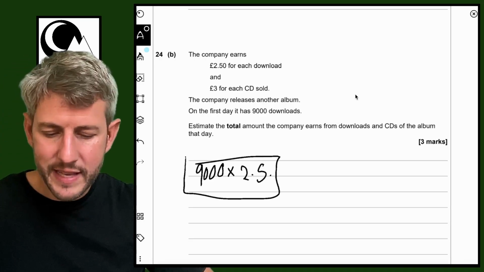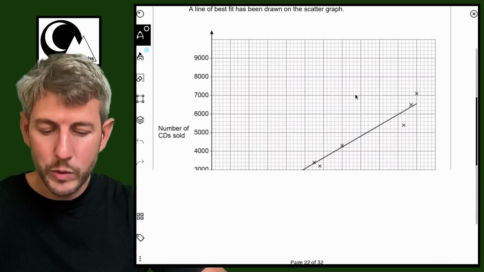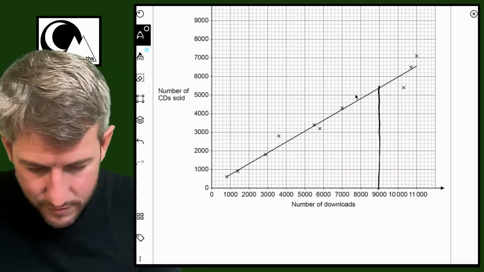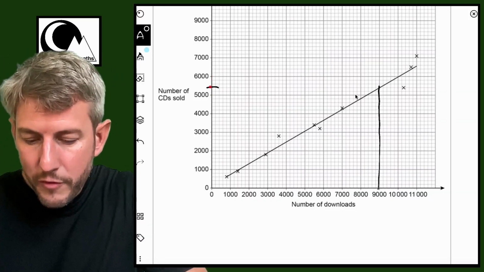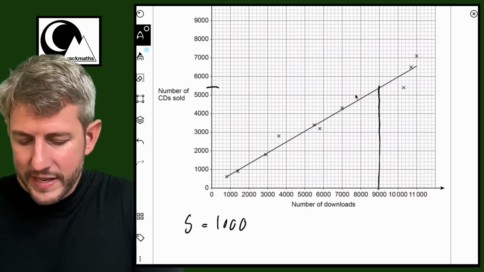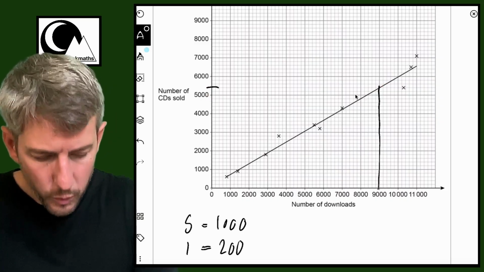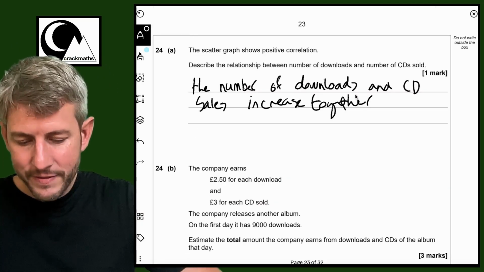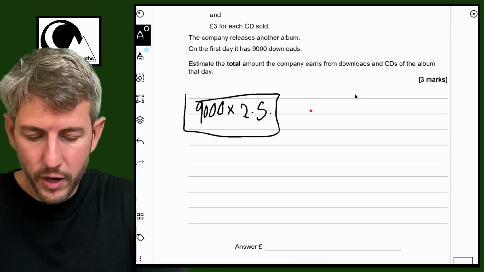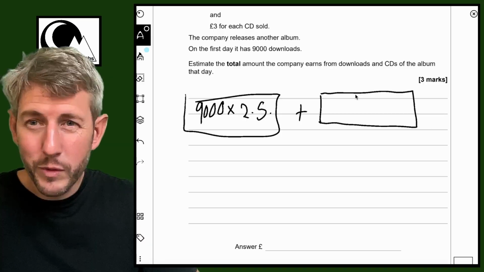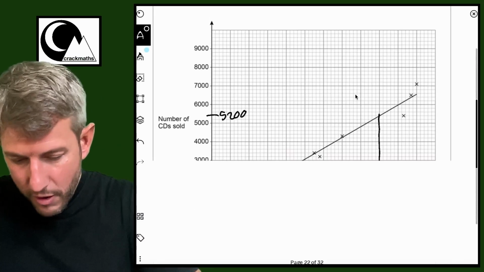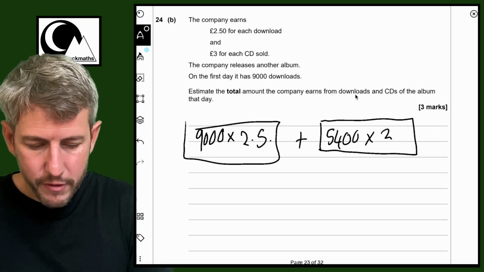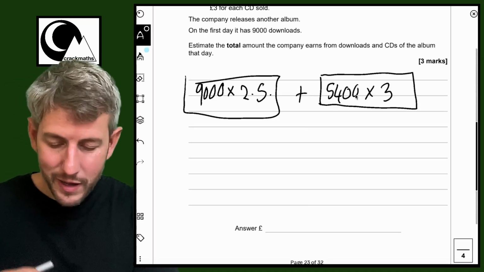But what we've got to do is use the scatter graph to find out how many CDs we expect to be sold if there's 9,000 downloads. So 9,000 downloads is here, up to here, and then read across. It's there. We can see that we've got 5 squares representing 1,000, which means that 1 square will equal 200. So what we've got here is this is going to be 5,200 CD sales. So we're going to have to do this bit here, 9,000 times 2.5. Then we're going to have to add that to, I forgot what it was, 5,400? Oh, it was 5,400, but I wrote 5,200. 5,400 times 3.